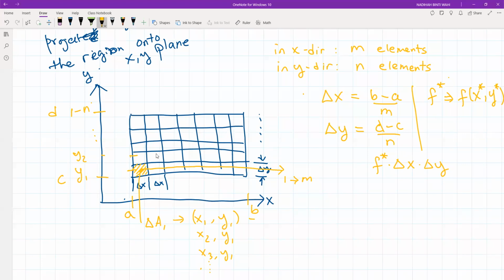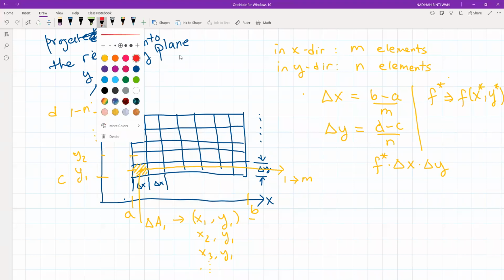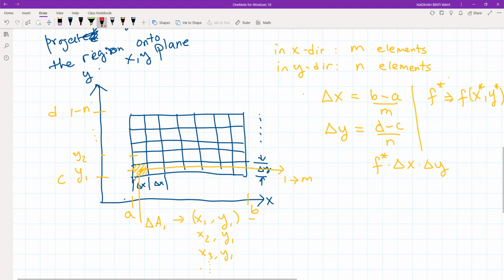Okay, so what does this mean? Whether I want to take the x coordinate, f star is the height. The coordinate I can take, let's use another color. I can take this point as x star, y star. I can also take this point, or this point, and lastly, I can also take the middle point. Boleh, tak ada masalah. So that's why I use star. You can refer to any point. It depends on what you want to do.